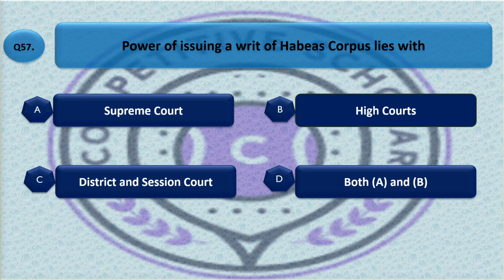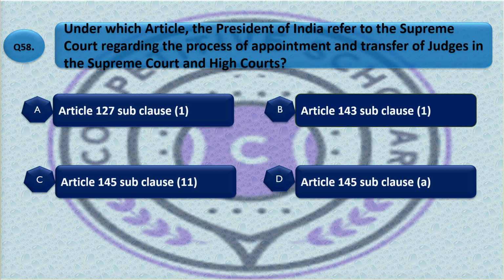Question number 57. Power of issuing a writ of habeas corpus lies with Supreme Court, High Court, District and Session Court, and option D, both A and B. So answer is both A and B. That is option D. Question number 58. Under which article the President of India referred to the Supreme Court regarding the process of appointment and transfer of judges in the Supreme Court and High Courts? Option A, Article 127 subclause 1. Option B, Article 143 subclause 1. Option C, Article 145 subclause 11. Article 145 subclause A. Answer is option B.